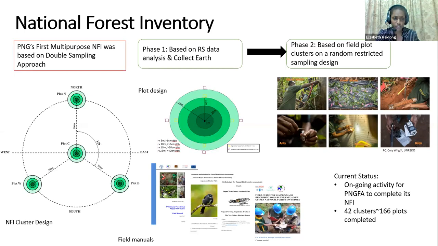So basically you can see that we have the NFI cluster design. We have about four plots within a cluster, about 300 meters apart, in different directions. And then the plot design itself, we have the measurement of different variables at various radius. And we also developed the field manual. So we were looking at the upper plants, that's basically the trees, the lower plants, and then we captured information on the birds and the insects, and also looking at the soil information.